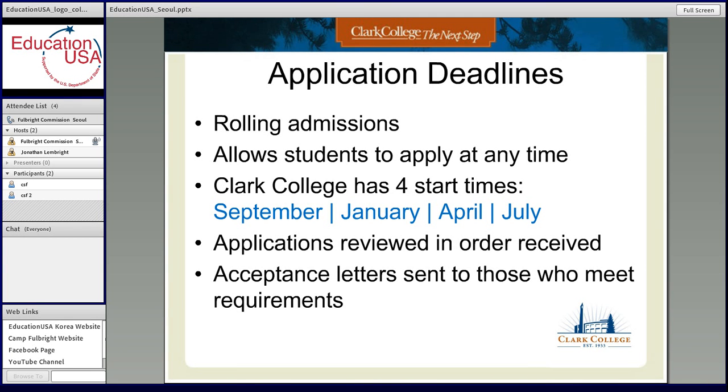Applications are reviewed in the order received for any school that has rolling admissions. Clark College offers acceptance letters to those who meet the application requirements. Other types of application deadlines that you might see when you research different schools could be early decision or early action, and then also the standard deadline. The school's website will post their application deadline, and you need to submit your materials prior to that time.